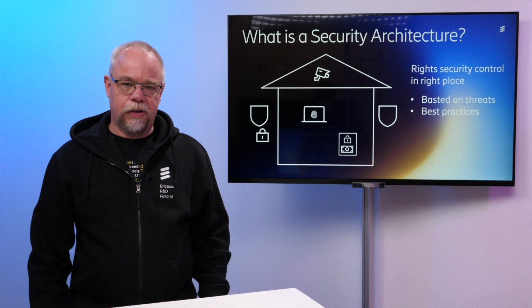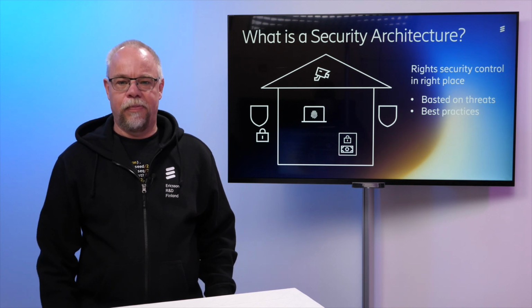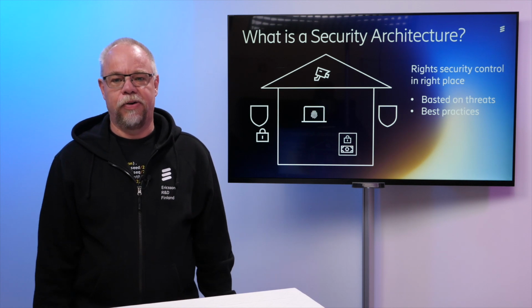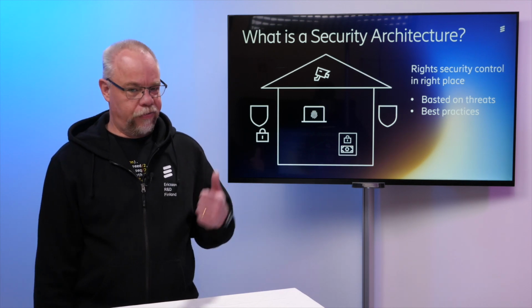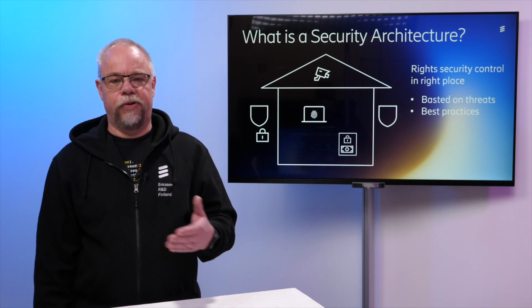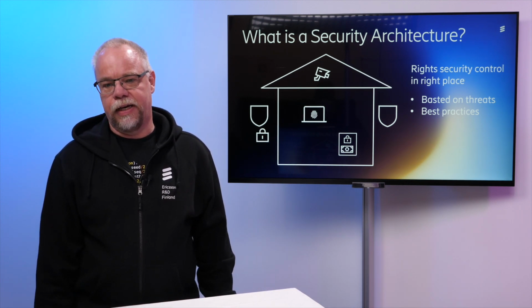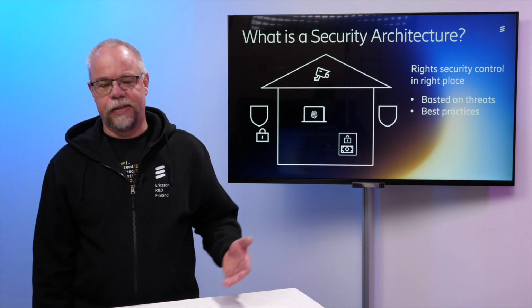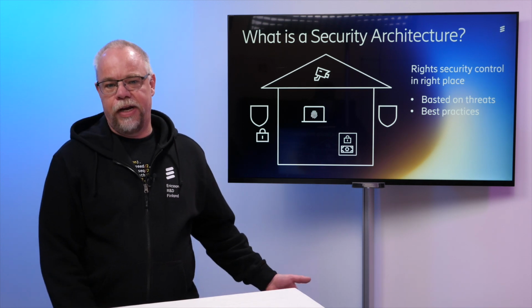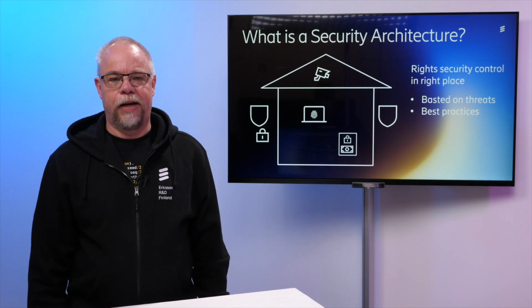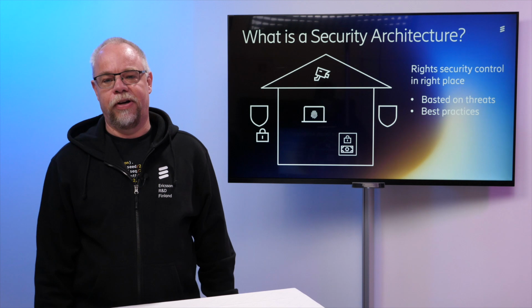So the security architecture is then to decide on the right place to put the security controls, and you base that on the threats. Like what threats do you have on a certain asset, in this case the house and the valuables inside the house. And then also using best practices, because you can look at what others do and use that in your way of building the security architecture for your house, so to say.